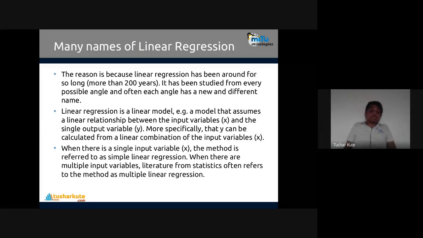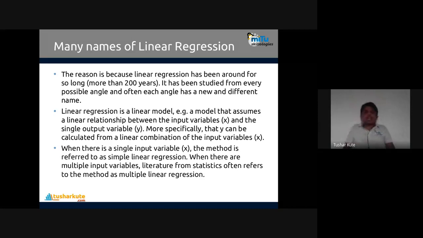Now, there are many names that linear regression has. The reason is that linear regression has been around for so long, more than 200 years in statistics, which is a very old algorithm of statistics. It has been studied from every possible angle, and often each angle has a new and different name. Like it has the name linear model, the model that assumes a linear relationship between input variable x and the single output variable y. More specifically, that y can be calculated from linear combinations of input variable x.